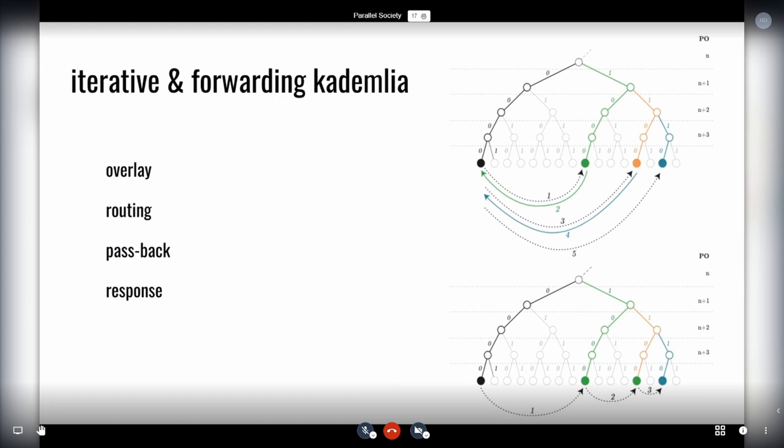As opposed to this, the forwarding Kademlia flavor, which we're using, is kind of outsourcing this call. So you call a friend and they call their friend for you, and ultimately your request or whatever message you want to get to the destination gets there, and then the response is passed back through the same route. And this is used for retrieval as well as syncing. What's syncing?